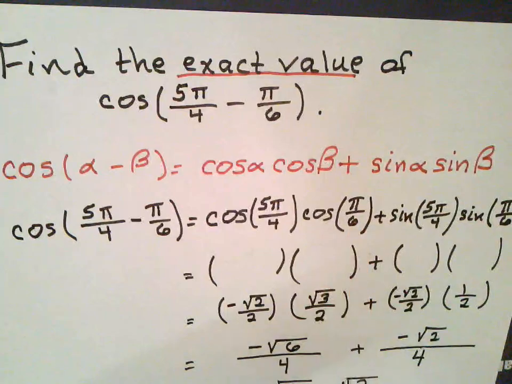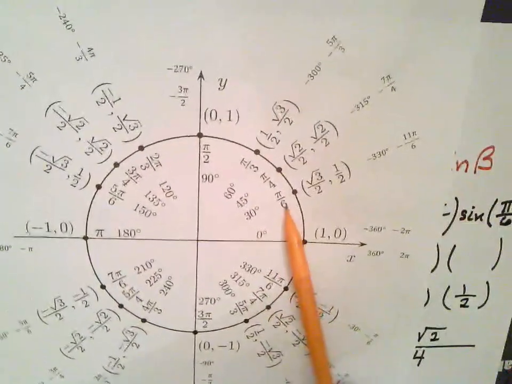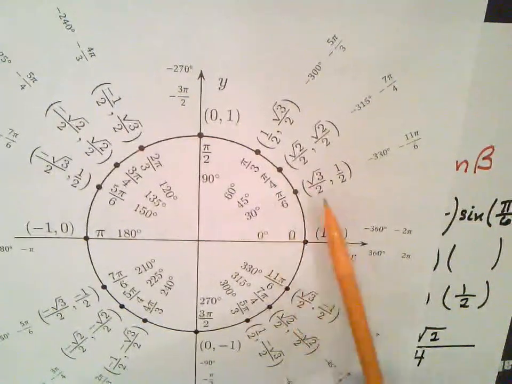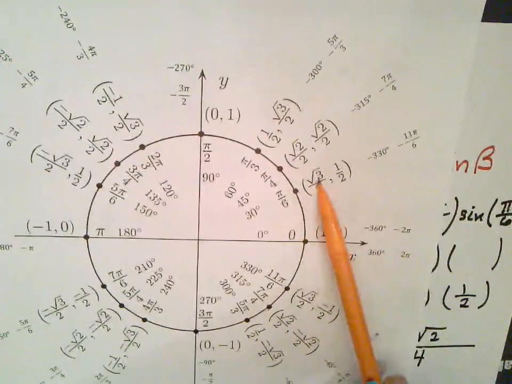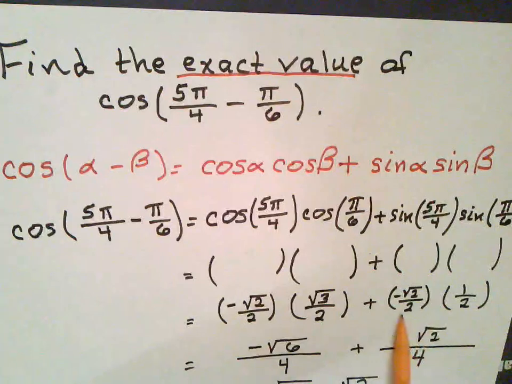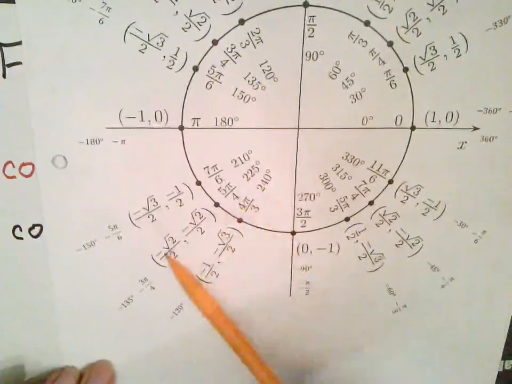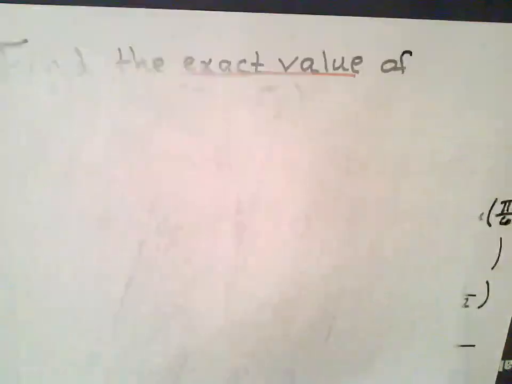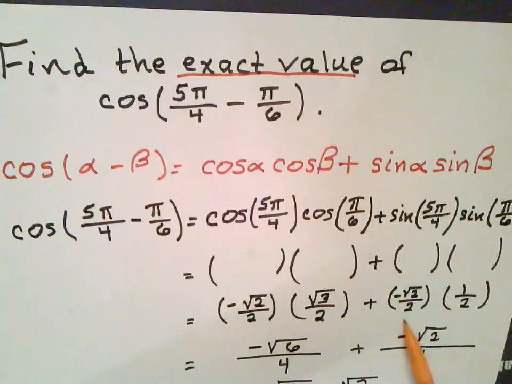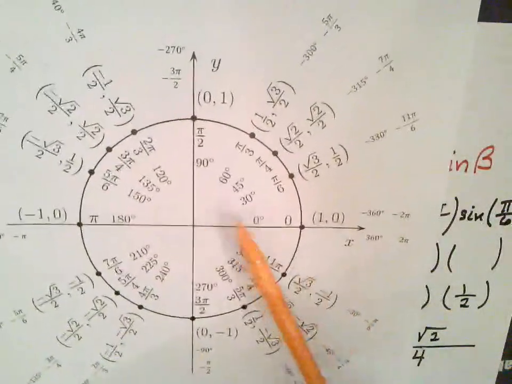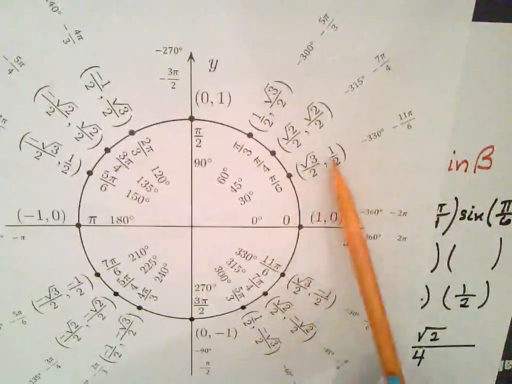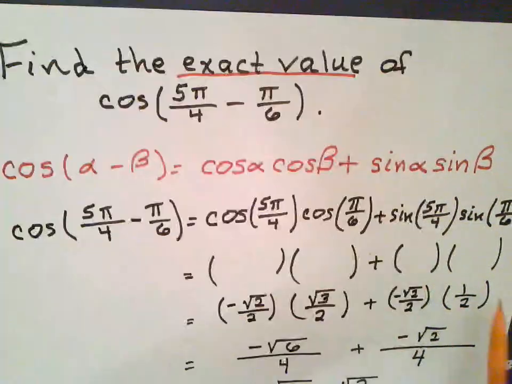Then we want to find the cosine of pi over 6. So we go to our unit circle. Here's pi over 6, and the cosine is the x-coordinate, which is square root of 3 over 2, which I put here. And then again, for the sine of 5 pi over 4, the sine is the y-coordinate, which is negative square root of 2 over 2. We want to find the sine of pi over 6. Go to our first quadrant. Here's pi over 6, and the sine is the y-coordinate, which is 1/2.